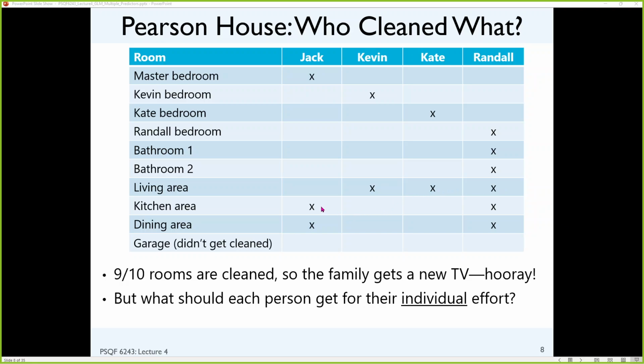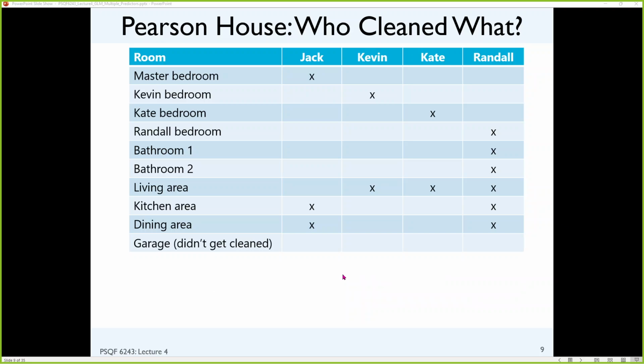Jack claims that he cleaned the kitchen too, and so did Randall, and Jack and Randall both claimed that they cleaned the dining area. Well, the good news is that 9 out of 10 rooms got cleaned. No one went out to the garage, so the family gets a new TV. Whoop, whoop. But how do we judge individual effort? Because she wasn't here. She doesn't know who actually cleaned the rooms. This is just what they told her.